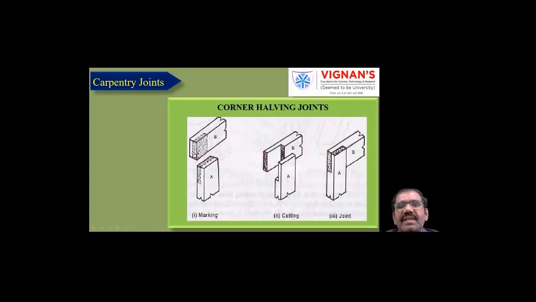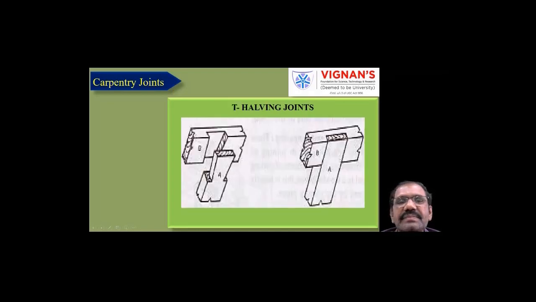See this one. So marking, these are the markings we made. After marking, they are removed by the removing process. See this one, cutting. Next, these are joined together. Between these two, you can apply gum, or with the help of a screw, we can join them. So this is the T halving joint.